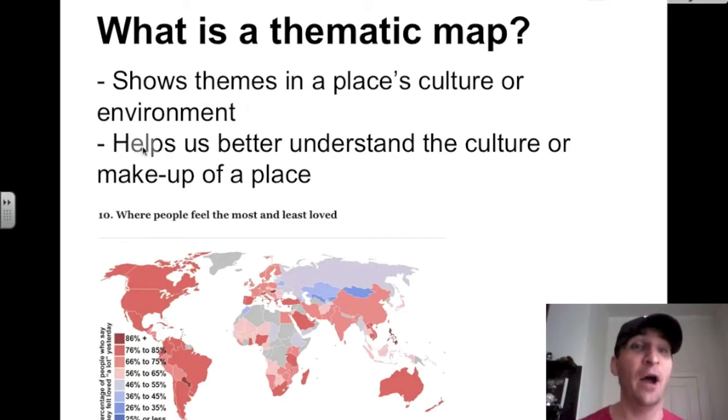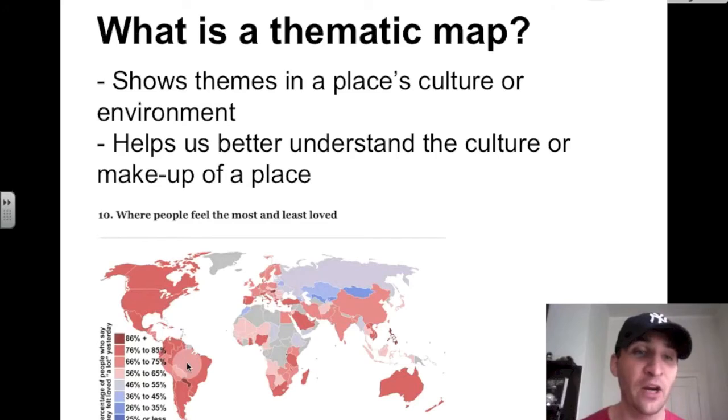A thematic map helps us better understand the culture or makeup of a place. This is an example of a thematic map that was published in the Washington Post. Its title says, "Where people feel the most and least loved." Look at the colored legend: the darker the shade of red, the more love people feel in a certain country. The darker the shade of blue, the less love people feel.